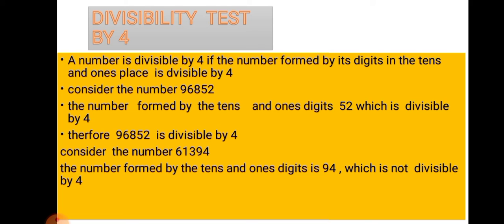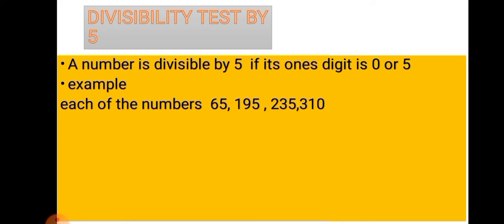Consider 61,394. Here the last two digits are 94, right? So is 94 divisible by 4? No. So 94 is not divisible by 4. So the given number is not divisible by 4. Children, if the last two digits are divisible by 4, then the given number is divisible by 4.